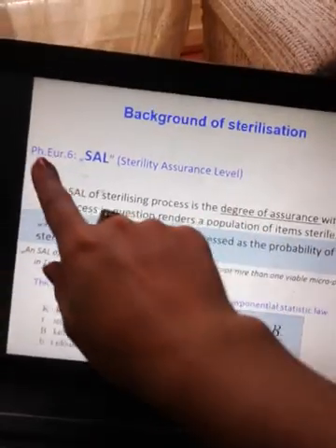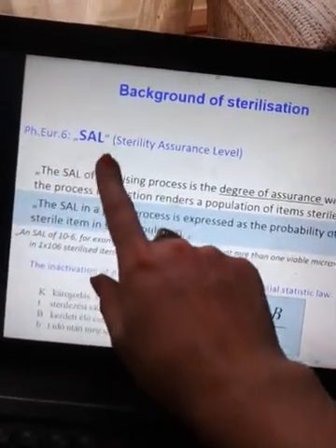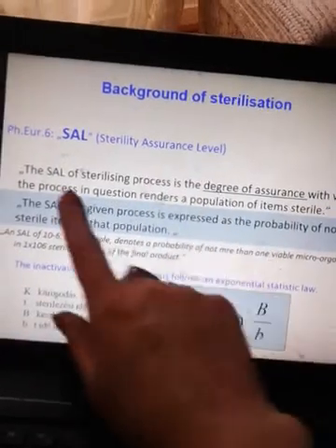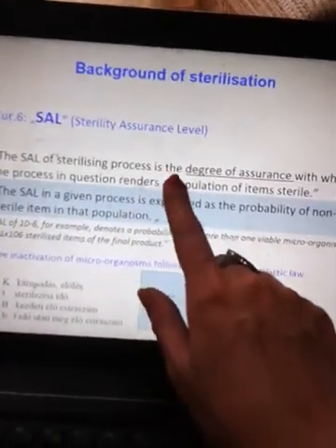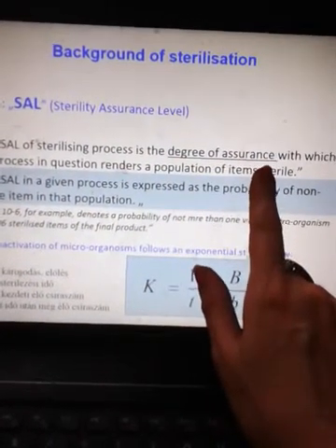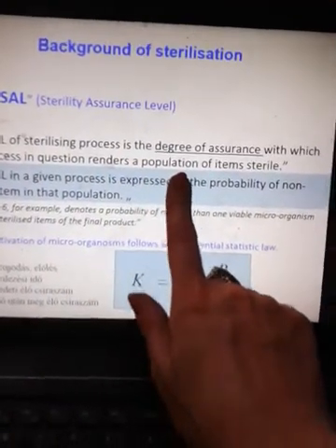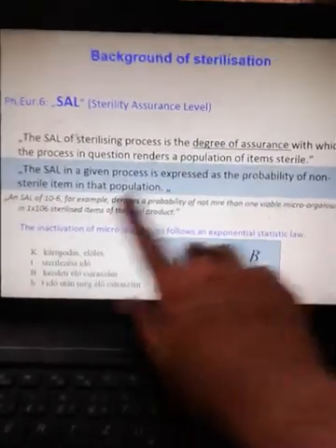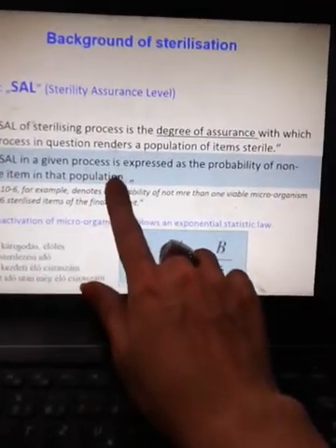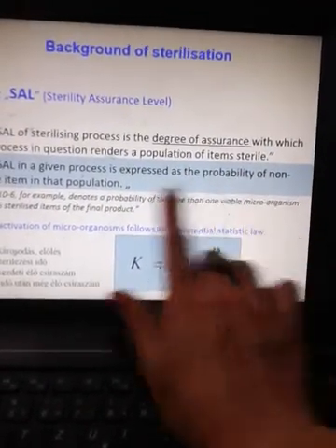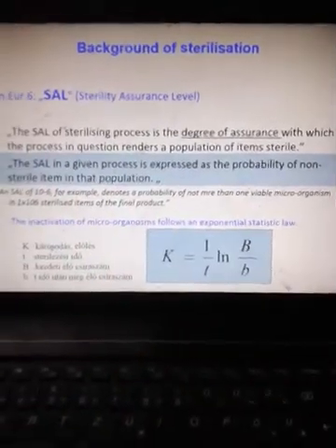According to European Pharmacopoeia, SAL is the sterility assurance level. The sterility assurance level of a sterilizing process is the degree of assurance with which the process in question renders the population of items sterile. The SAL in a given process is expressed as the probability of a non-sterile item in that population.